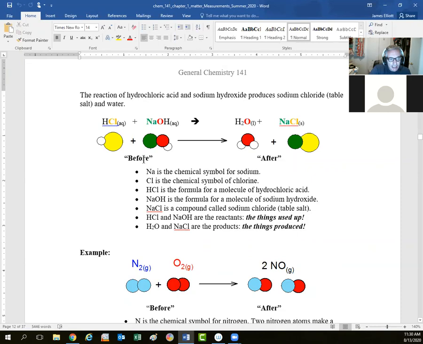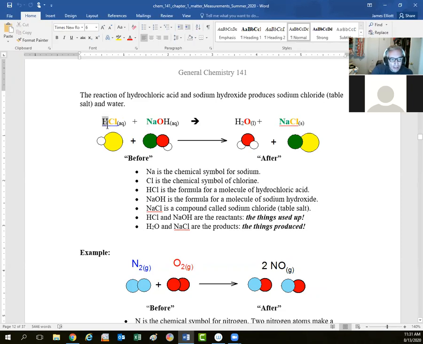So the chemicals on the left are the chemicals which are being used up. And the chemicals on the right are the chemicals which are being produced as a result of this chemical reaction. So the HCl and NaOH disappear. We replace it with H2O, water, which is a liquid at room temperature, and then sodium chloride, which is a solid at room temperature, basically just table salt. So although there's been chemical change, we account for all of the chemicals in this reaction.